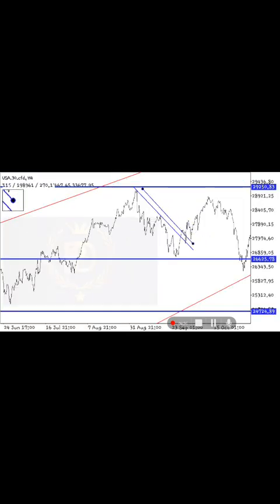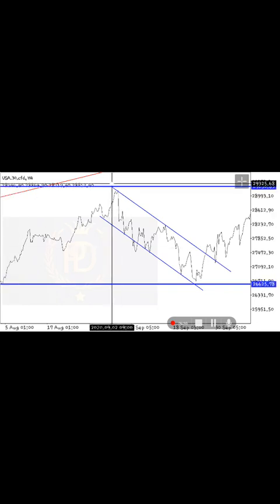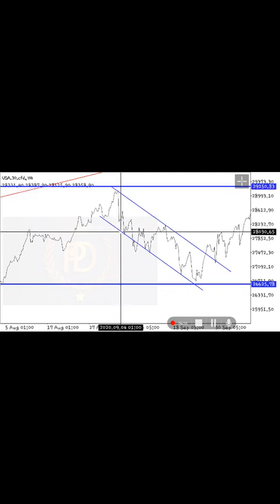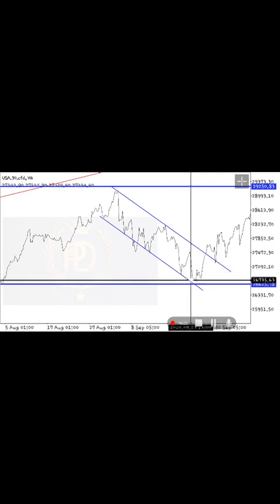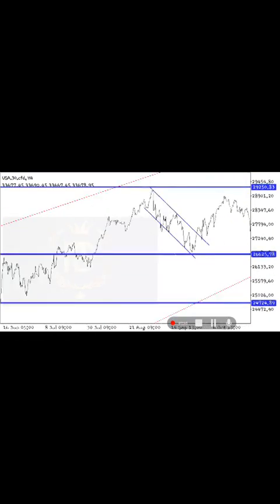Let me just plot my channel. I just tried to plot my channel and put it accurately. Yeah, you see, this was a strong move to the downside, guys. This is a lower high, lower low, lower high, lower low, basically up until it reached this support level over there, which of course has been respected in the past as a resistance level.